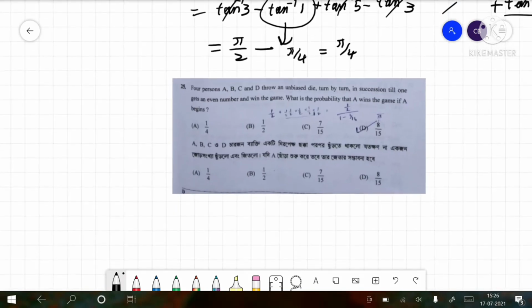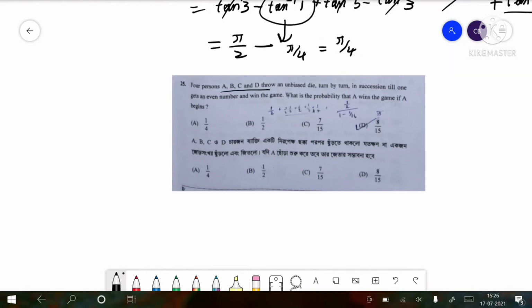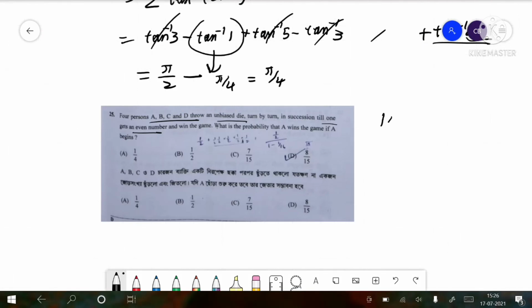Moving on to the next question, we see 4 persons A, B, C, D throw an unbiased die turn by turn in succession till one gets an even number. So for a fair die, what is the probability of having an even number? It is half, because there are 6 numbers of which 3 are even. What is the probability that A wins the game if A begins?